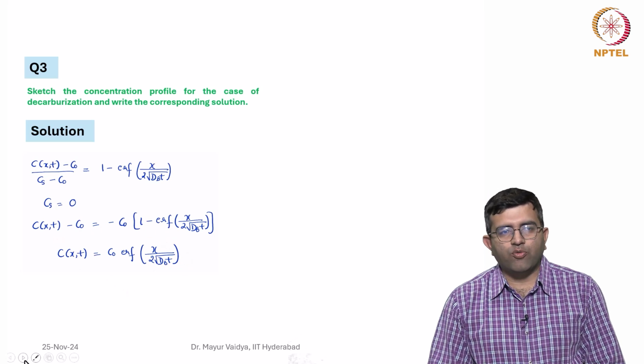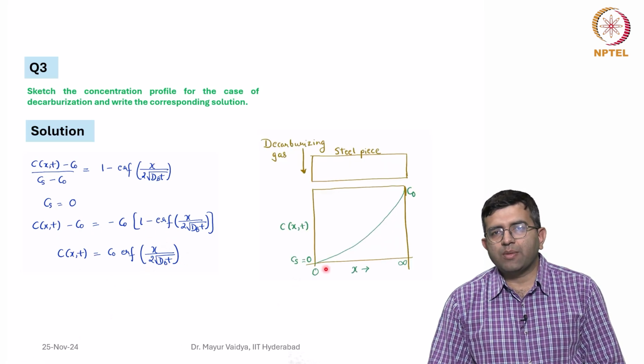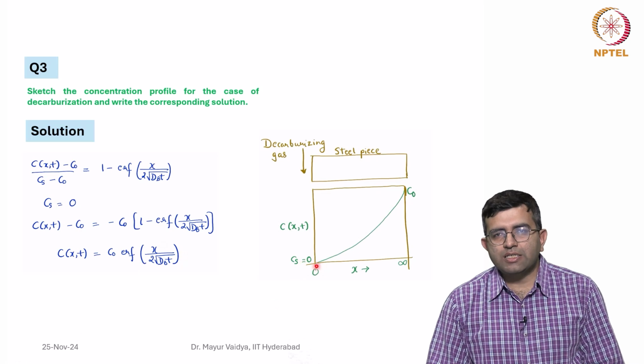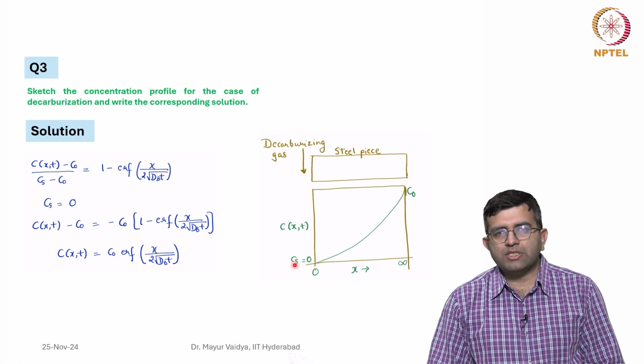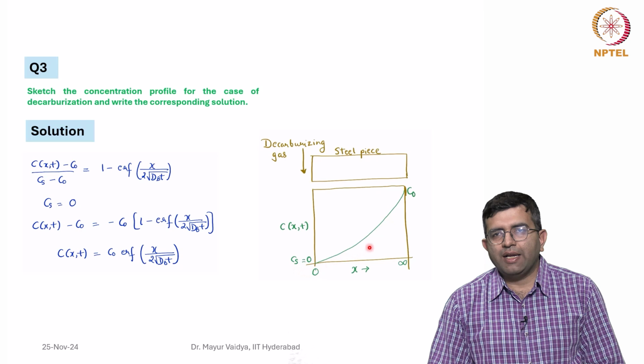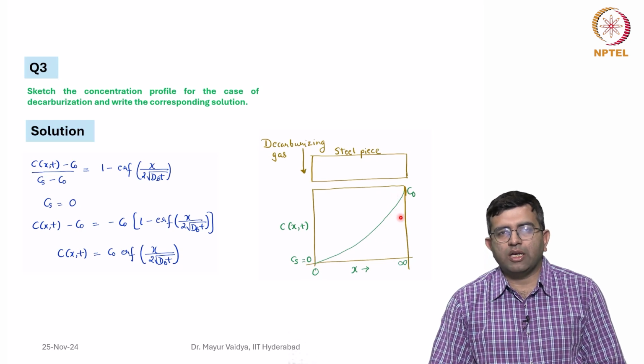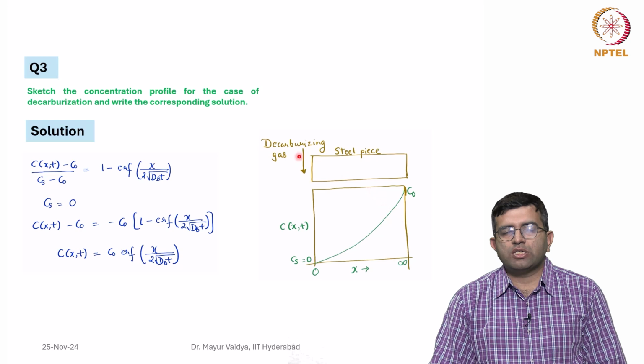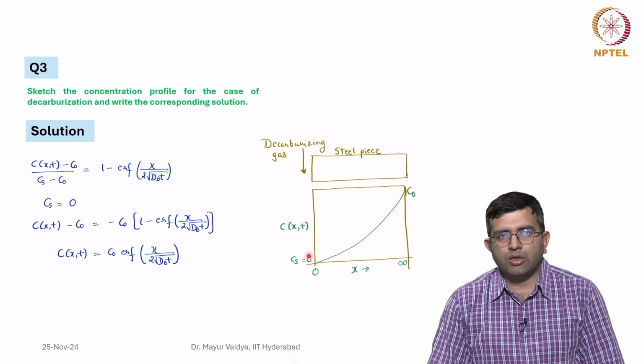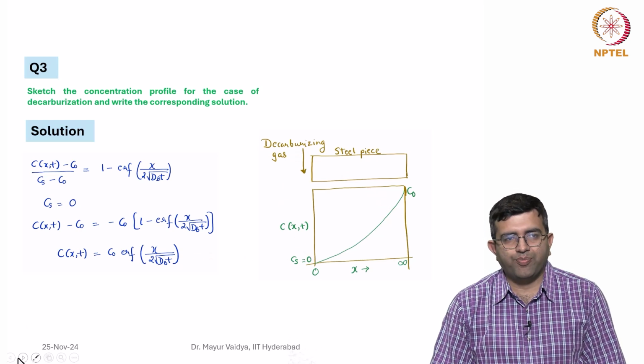And the profile would look something like this. At the surface, Cs is equal to 0, and then it increases as you reach the bulk, where it is C naught. So, this is how the decarburization profile would look.